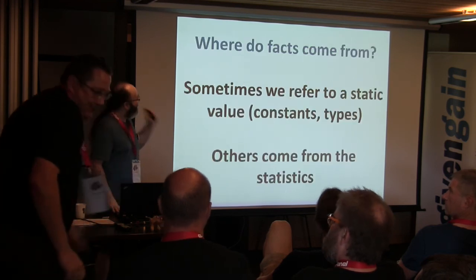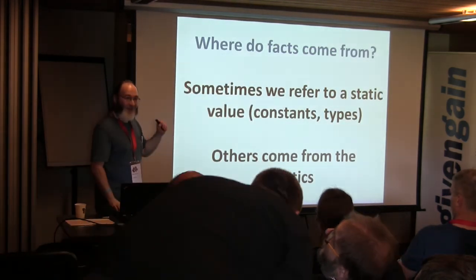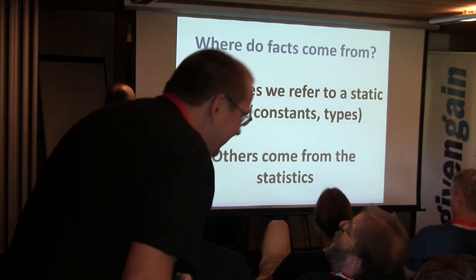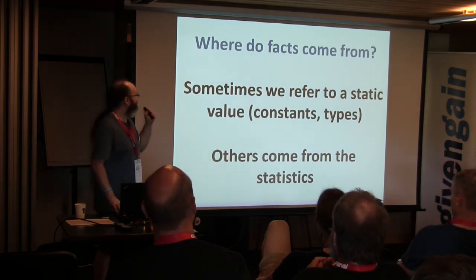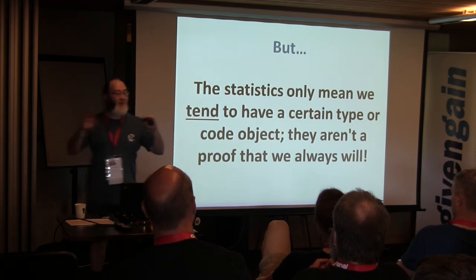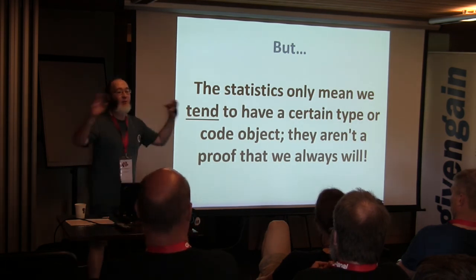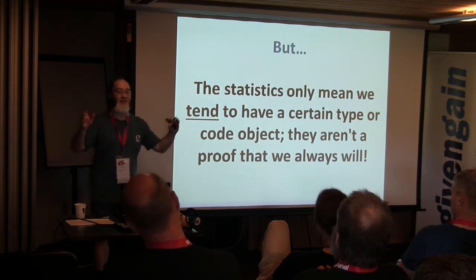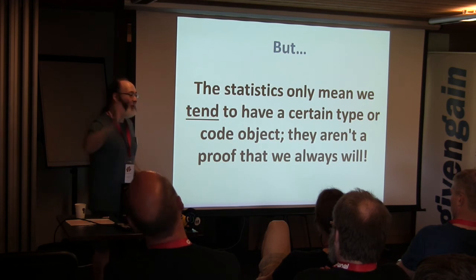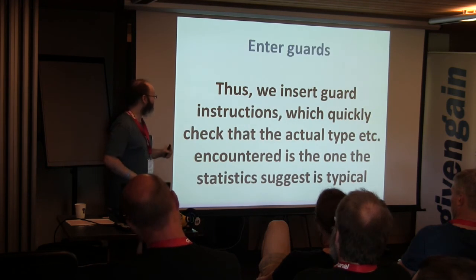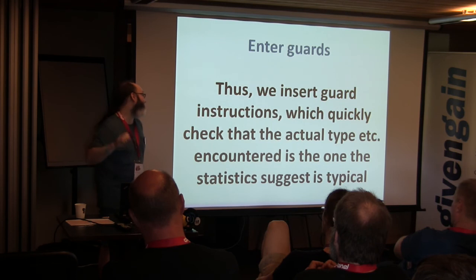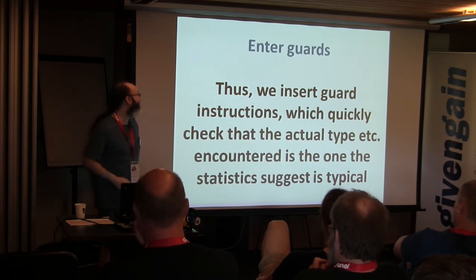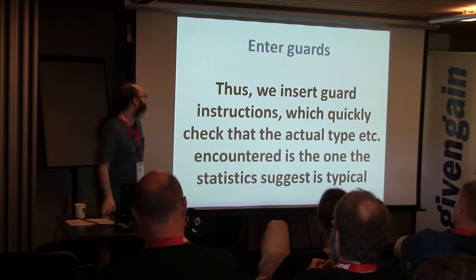So the final thing I want to throw in here is, where do the facts come from? Sometimes we have static values, but sometimes they come from statistics. And then you might say, well, the problem with that is the statistics are only stats. They're not a proof. They don't prove that we always have a string at this point. They just say we normally have a string. So what we do is we insert a guard. And a guard is a very simple, very fast little check saying, is this what we expect?